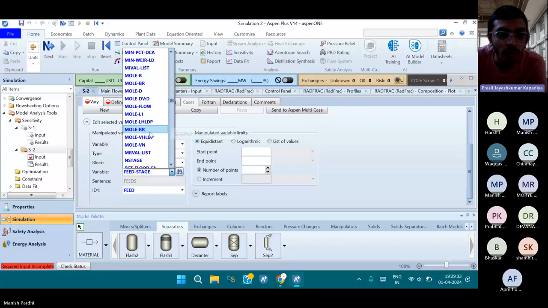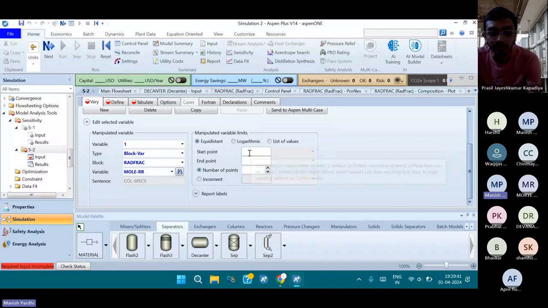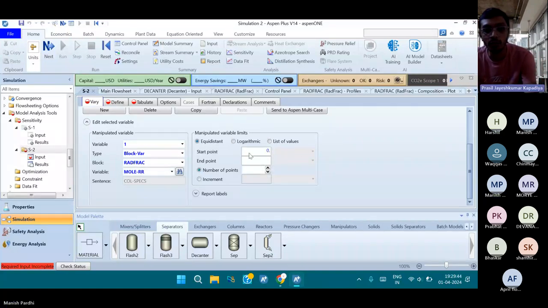Mole RR. Yes, Mole RR, the specified molar reflux ratio. So yes, thank you. And let's change it from 0.5 to 10, in intervals of 0.5. Increment of 0.5.